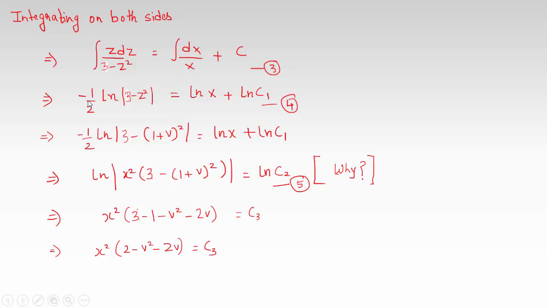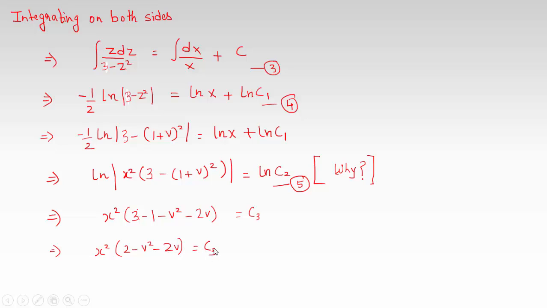We integrate in the following way and we get minus half ln of mod 3 minus z square, the mod being always greater than 0, equals ln x plus ln c1. ln c1 is the integration constant c written as a log. We have given the notation ln just to balance the equation, because all the terms are in log. So by continuing this, we'll get these different equations and we solve it further to get our desired equation: x square into (2 minus v square minus 2v) is equal to c3.